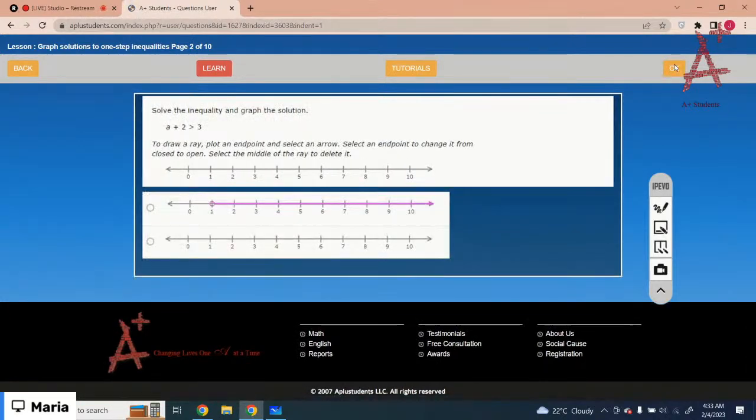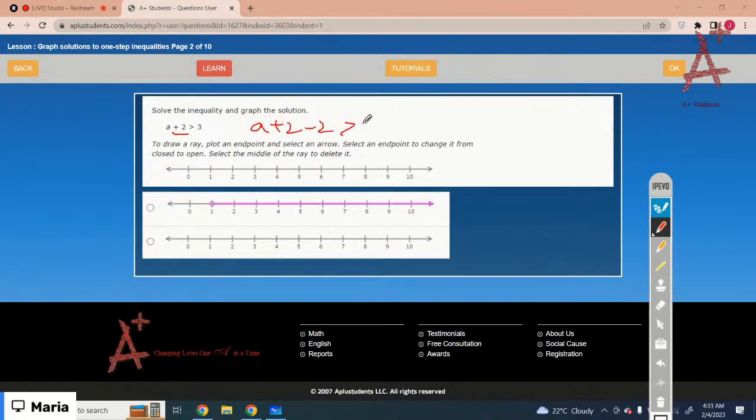Okay, the next one is a plus 2 is greater than 3. So you have to solve, and then you have to remove that positive 2. So you have to subtract 2 from both sides. Got it? 2 minus 2 is 0. You are left with a, and 3 minus 2 is 1. That means a has all the values that are greater than 1. You have to draw an open circle at 1 because 1 is not included. A cannot be 1, and the graph is pointing to the right hand side because all the values are greater than 1.